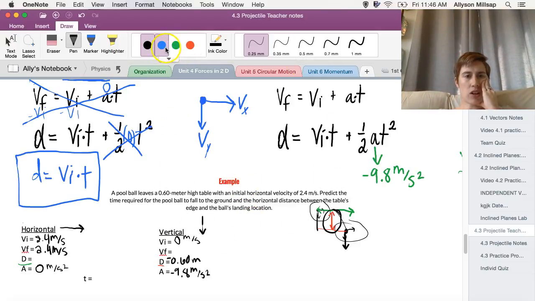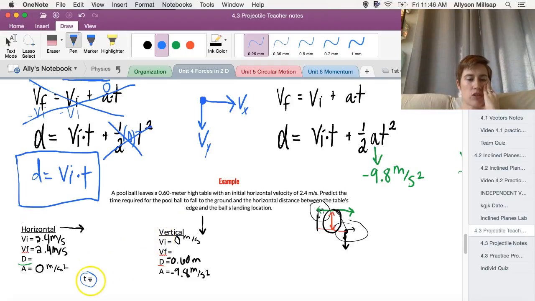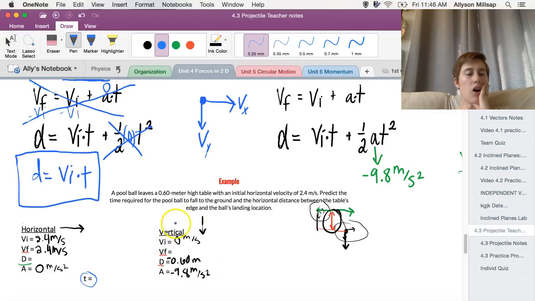So now we need to look at our formulas. Well, what are we trying to look for? We're trying to find the time. I put time here in the middle because horizontal time and vertical time will always be the same. And we want to find the horizontal distance. So we want this right here, the green arrow. We're looking for distance and time.